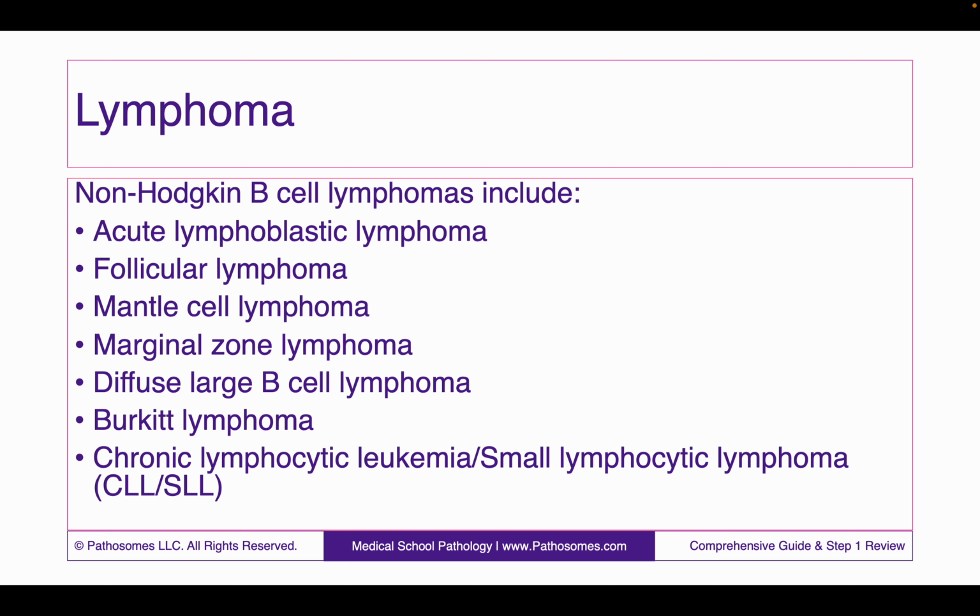Non-Hodgkin B-cell lymphomas include, for your purposes, acute lymphoblastic lymphoma, follicular lymphoma with those back-to-back follicles, mantle cell lymphoma, marginal zone lymphoma, diffuse large B-cell lymphoma with its gritty abnormal cells and cellular debris and high Ki, Burkitt's lymphoma with that starry sky background and also a high Ki, and chronic lymphocytic leukemia / small lymphocytic lymphoma, which we've touched on already. Okay.